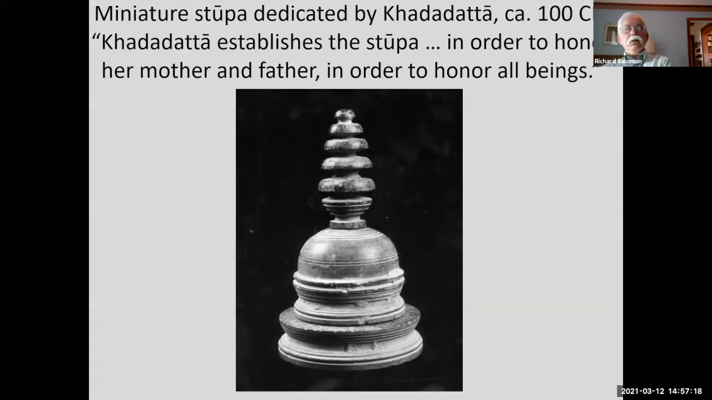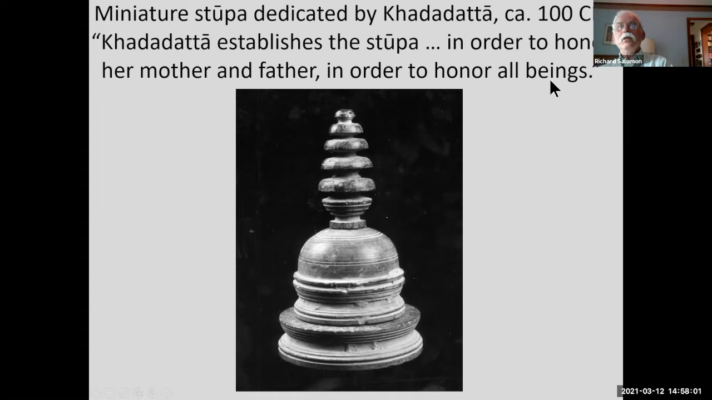Here's a small miniature stupa, it's big, dedicated by an otherwise unknown woman named Kadadatta, around 100 AD, and the inscription, you can slightly see it here, is around the top of the base. This is actually in three pieces. There's a base, and then the drum slots into the base, and then the umbrella shaft is a separate piece that slots into the top of the drum. And the inscription says, Kadadatta establishes the stupa in order to honor her mother and father and to honor all beings.